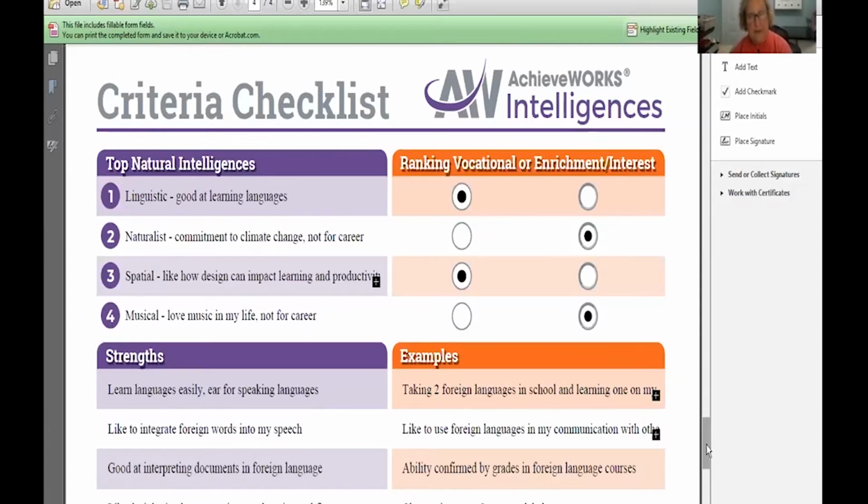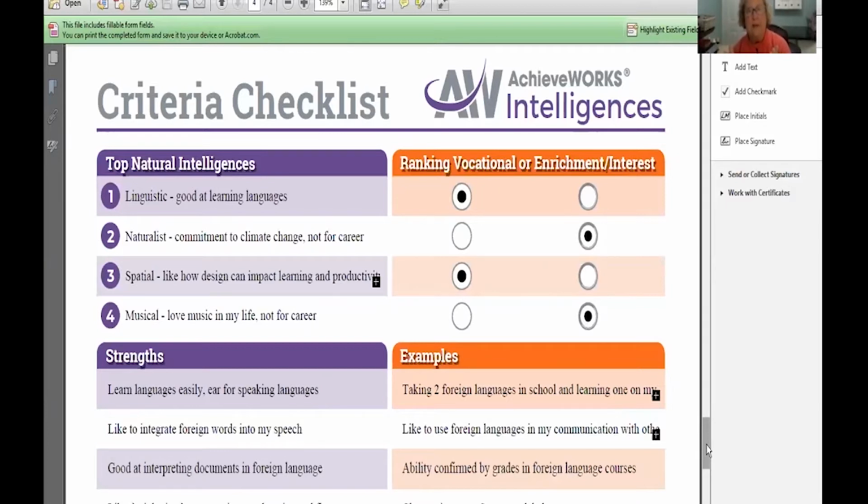So if you look at the assessment criteria checklist and what we did, I took the 4 top ones and then discerned, generally through discussion or research or thoughtfulness of the career field or what you know about the field, whether it's something on the right hand side of the page, where there's a box where you can pick: is it vocational or is it enrichment or interest? In this particular example, we're going to assume that the student said linguistics.